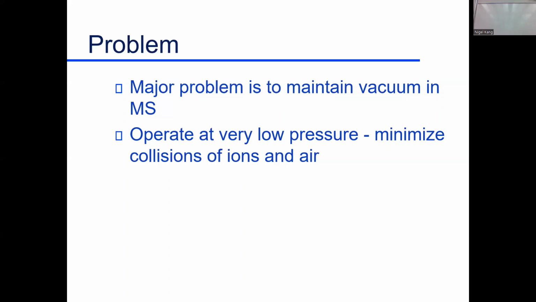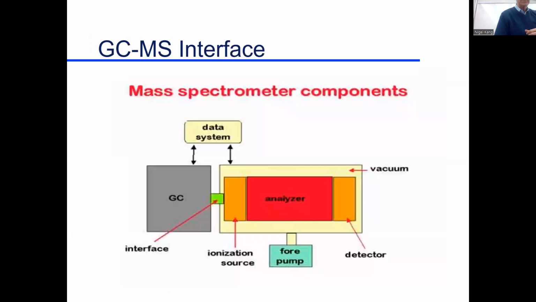And so our challenge is, how do we interface these instruments? Gas chromatography, a carrier gas. Liquid chromatography, we have a solvent, whatever your solvent is. It may be an aqueous solvent. So one way or another, you've got to get rid of that solvent, get rid of that carrier gas to keep your mass spectrometer working properly.